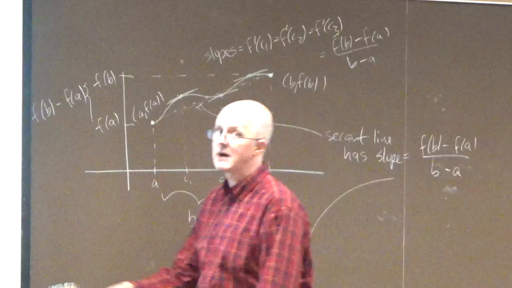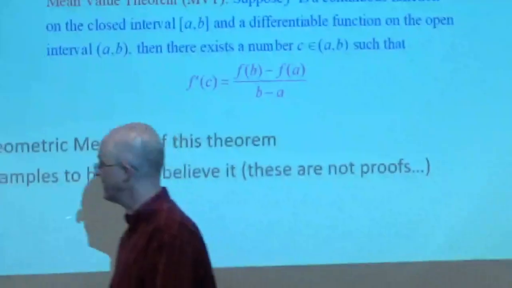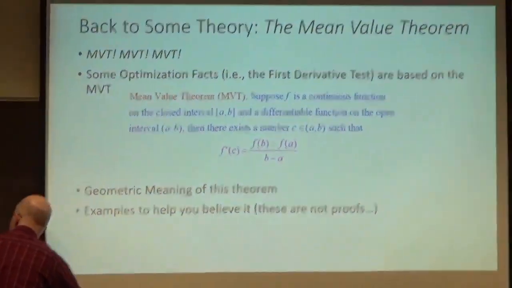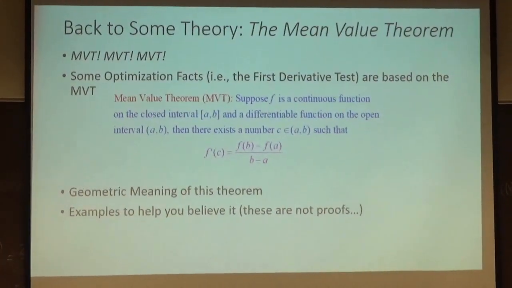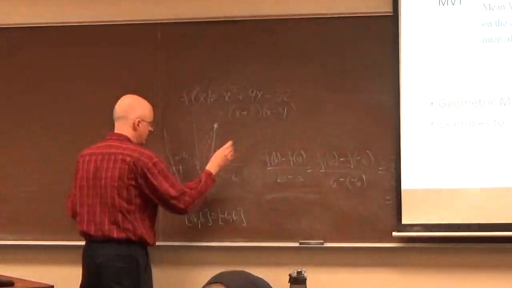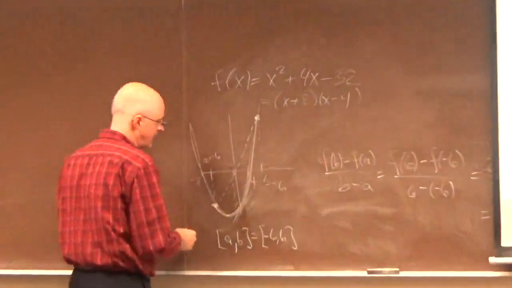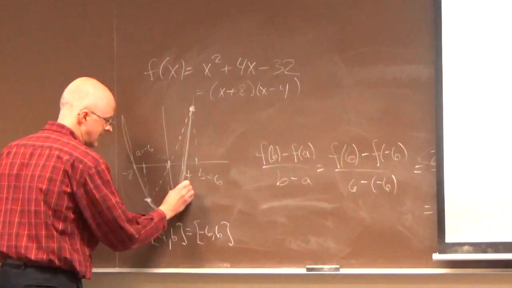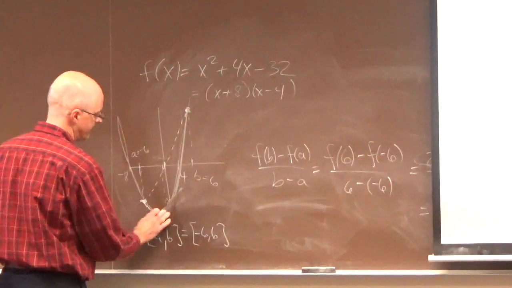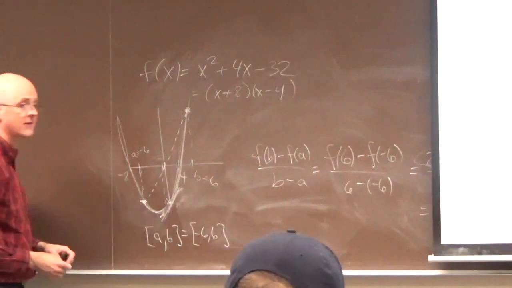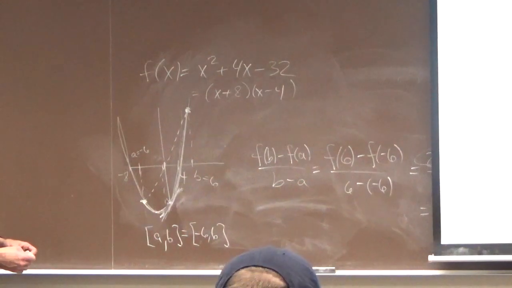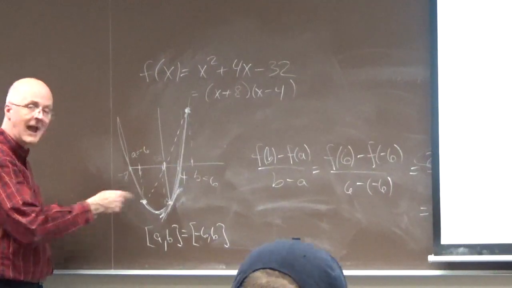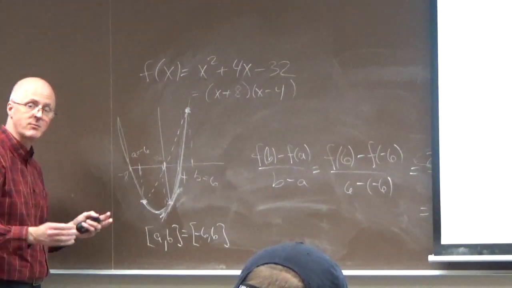This would be an example of a graph where there's only one value of c. And our quadratic example, coming over to this side of the board, is an example where there's only one value of c. I happen to pick a equal to negative 6 and b equal to 6 here and look at this part of the graph. In my initial calculation, I made a mistake. c ends up being halfway between negative 6 and 6. It ends up being 0. The slope of the tangent line at 0 is the same as the slope of the secant, and they're both equal to 4. With quadratics, c will be halfway between a and b. That doesn't happen with other functions.